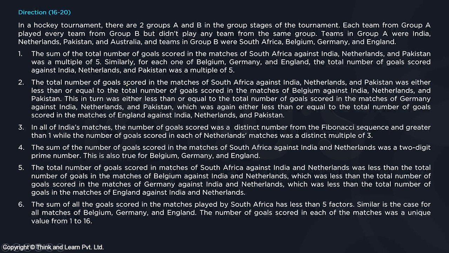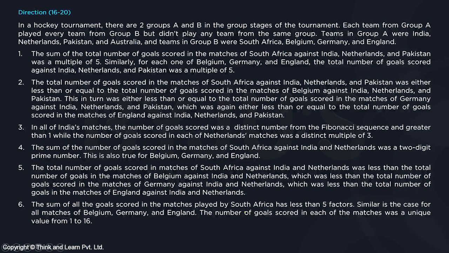Teams in Group A were India, Netherlands, Pakistan, and Australia. So these are 4 teams. And teams in Group B were South Africa, Belgium, Germany, and England. So these are another 4 teams. So every team from Group A played every other team from Group B. So India played 4 matches, Netherlands 4, Pakistan 4, and Australia 4, a total of 16 matches. While India did not play with Netherlands or Pakistan or Australia, and same is true for Group B.